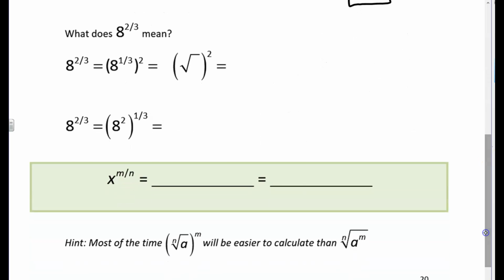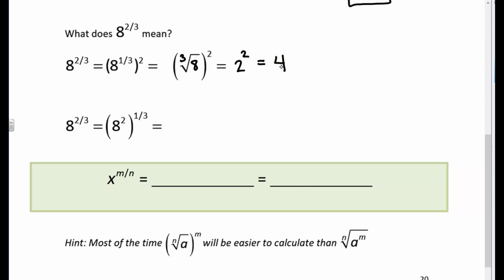All right, so what does 8 to the 2/3 mean? Well, there's actually 2 ways to interpret this. The first is to look at it as 8 to the 1/3 power, then squared, or as we were looking at this, the cube root of 8 then squared. Well, the cube root of 8 is 2, and 2 squared gets me 4.